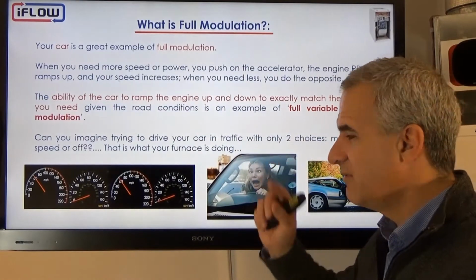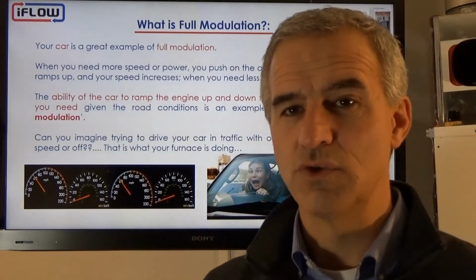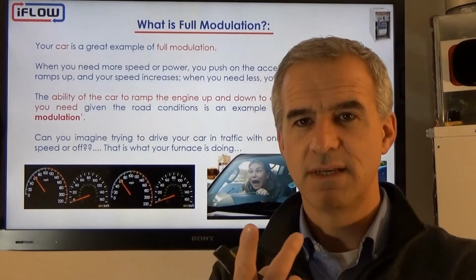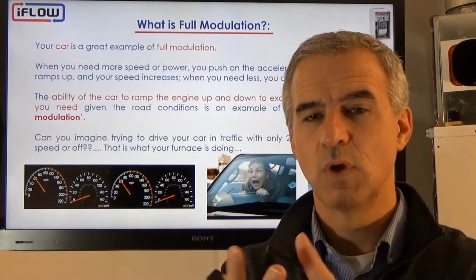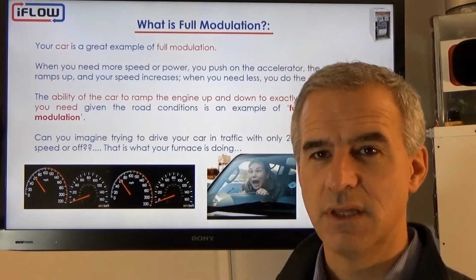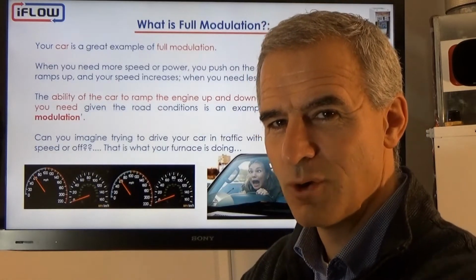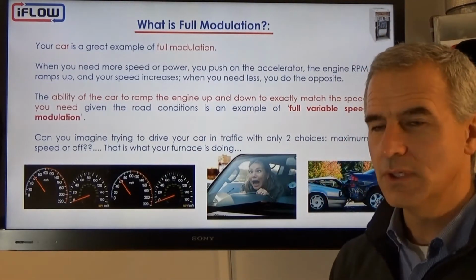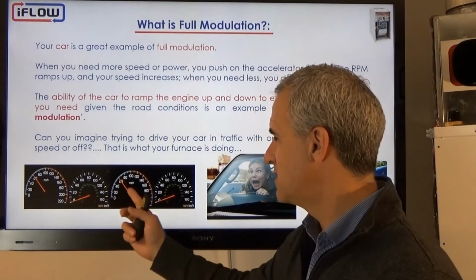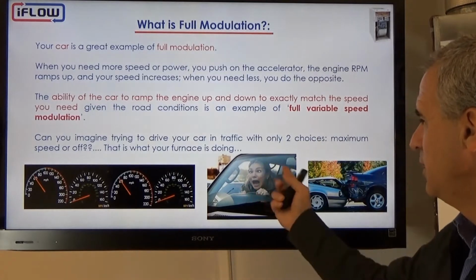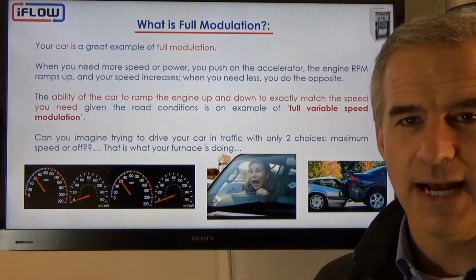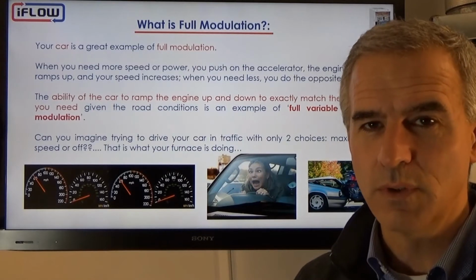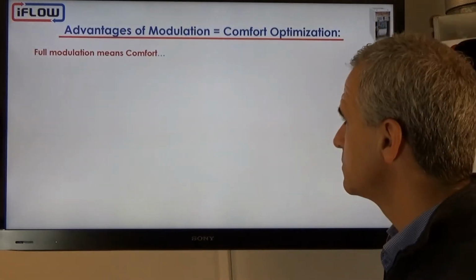Can you imagine driving though, and let's make it worse, driving in traffic with only two conditions, two speeds. Let's say 60 miles an hour or off. So it's either full on or stopped. I would suggest that's probably pretty hard to do. Right, 60 or off, you wouldn't get too far, you'd be going crazy, likely getting an accident. Well, that's unfortunately how your furnace is operating in most of the homes in North America.